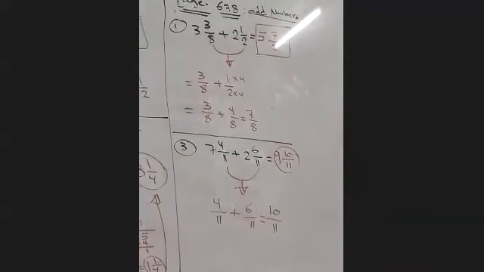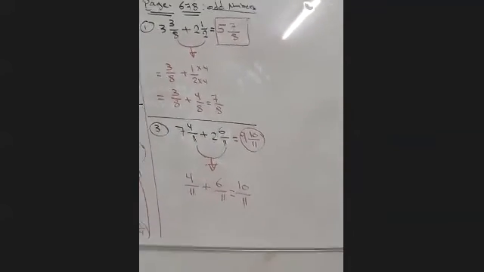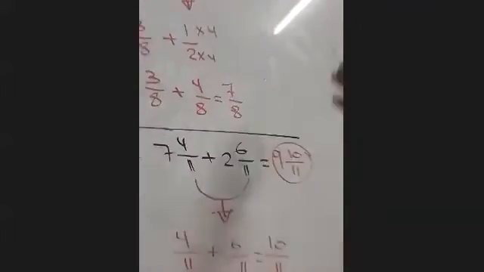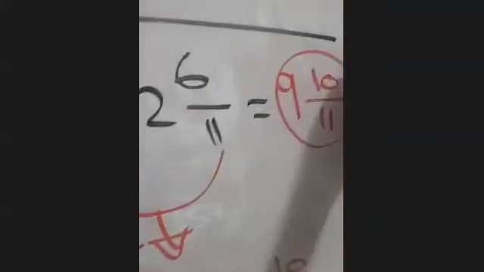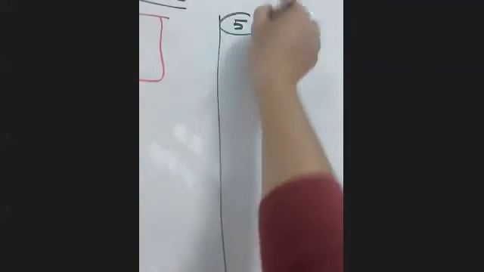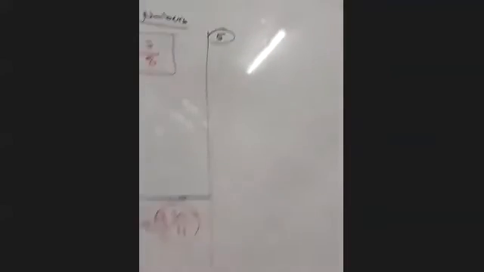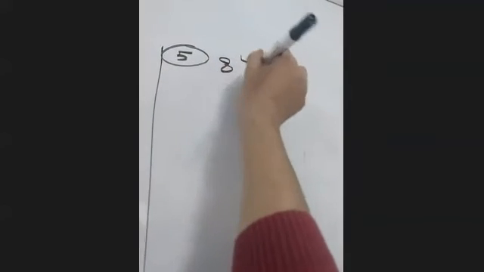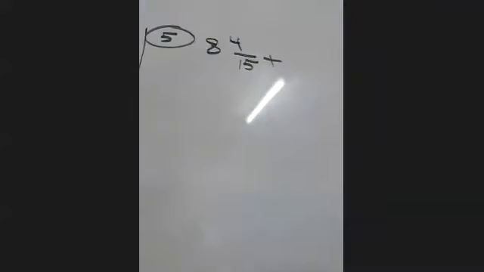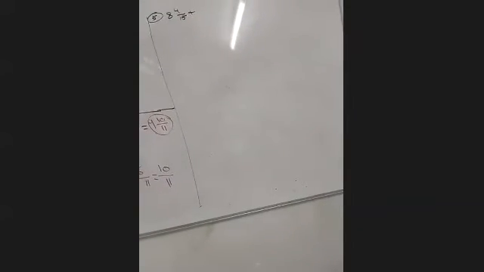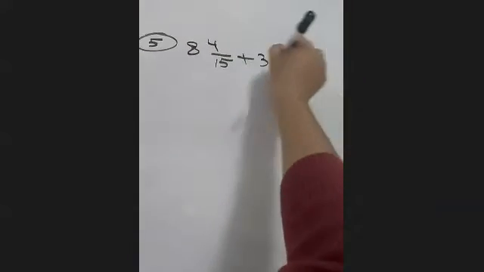Thanks. Good. This is question 3. Now let's do question 5 together. In question 5, we have 8 and 4 over 15 plus 3 and 2 over 15.